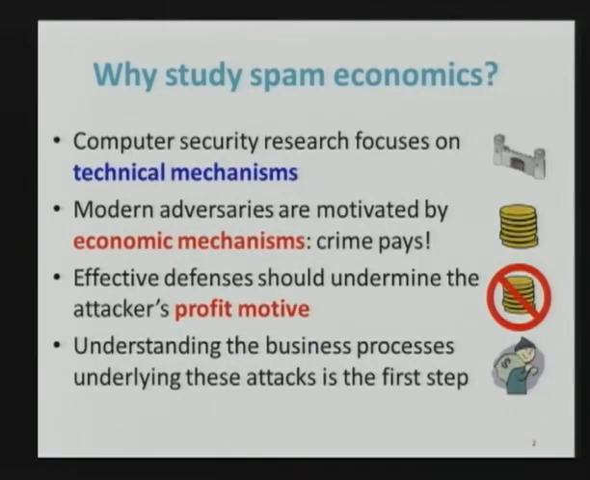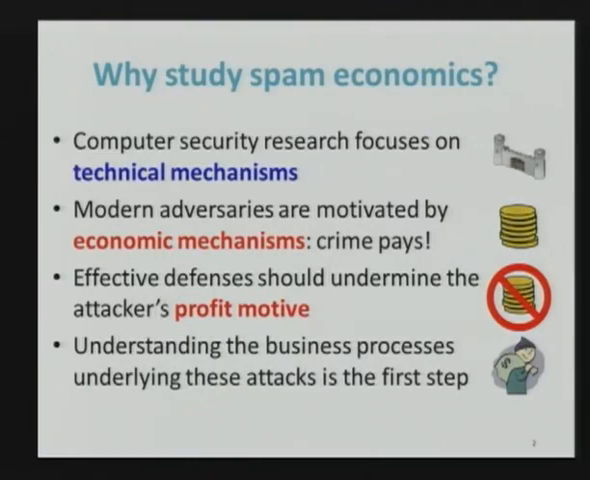So we understand a lot within computer security about the technical mechanisms that underlie the guarantees that we can provide, one way or another, of security or insecurity for a given system. And so we can say if an attacker has a certain capability, they're going to be able to break or not going to be able to break a given defense. But modern adversaries, in many cases, are motivated by the economic mechanisms, not the technical mechanisms. Like, they're motivated by the fact that crime can pay.